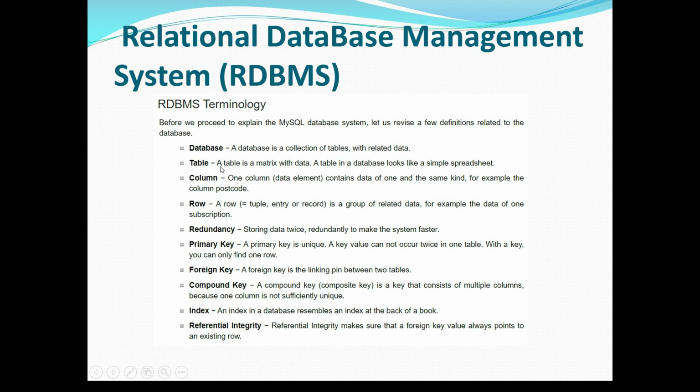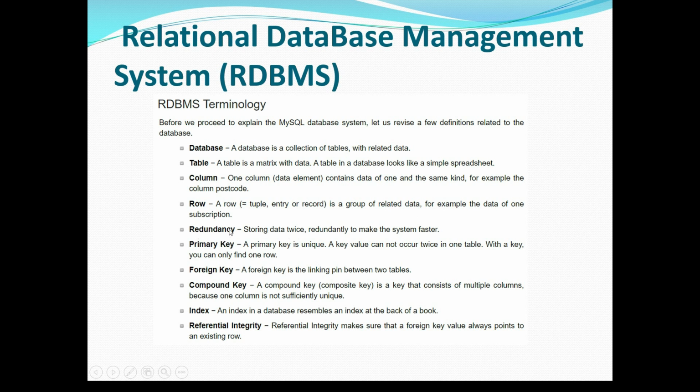What is a table? A table is a matrix with data. A table in a database looks like a simple spreadsheet. One column's data elements contain data of one and the same kind, for example, the column postcode. So what is a row? A row, or tuple, entry or record, is a group of related data, for example, the data of one subscription.